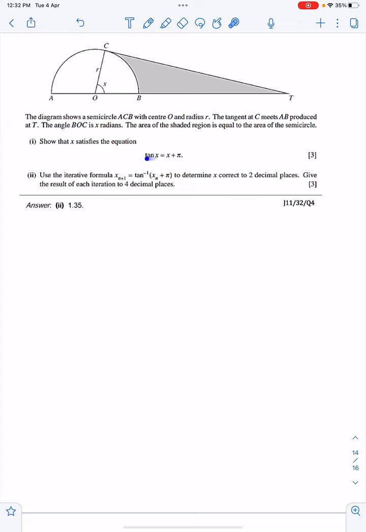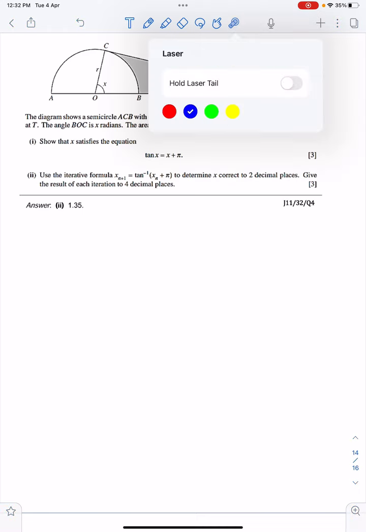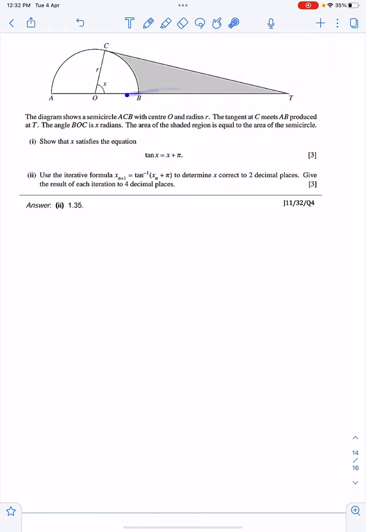Now first of all, if I see tan here, that means I can do something to get tan first. I know it's a right angle triangle, so I can get the area of this triangle, because it says the area of the shaded region is equal to the area of the semicircle. For the shaded region, I have to subtract the area of the sector from the area of the triangle. But first of all, I'm going to get the area of the triangle. For that, I have the base, I don't have the height, so I have to find out the height.